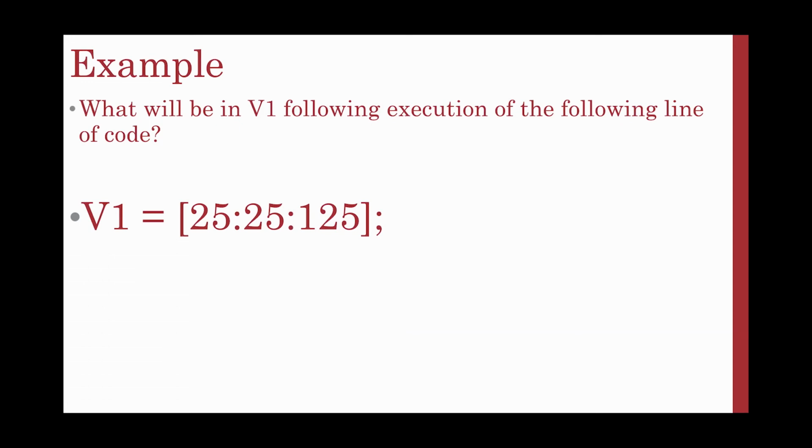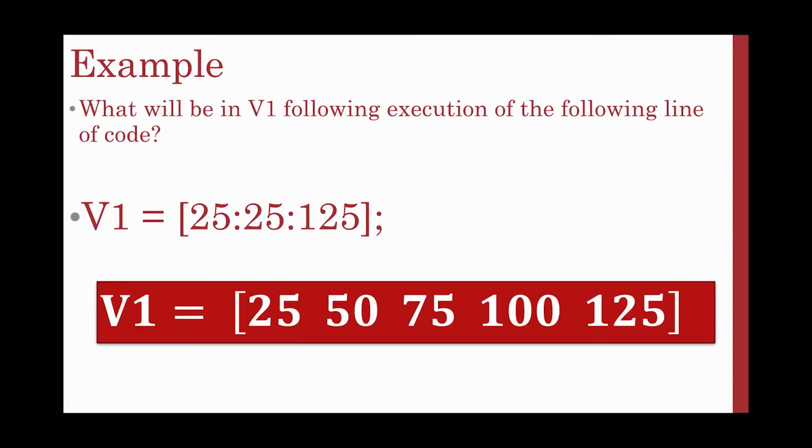Let's look at a quick example. What will be in V1 following the execution of the following line of code? My line of code is V1 = [25:25:125]. Well, MATLAB is going to create a variable V1, and in it, it's going to store a sequence that goes from 25 to 125 in steps of 25. So that is 25, 50, 75, 100, 125.